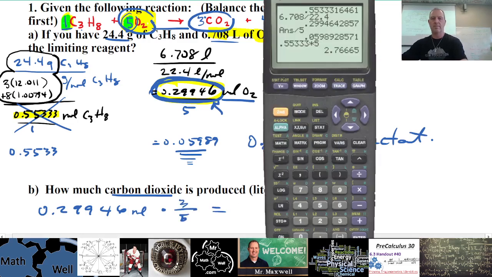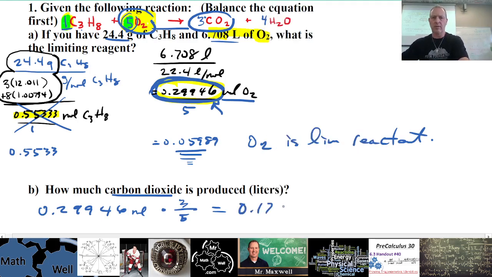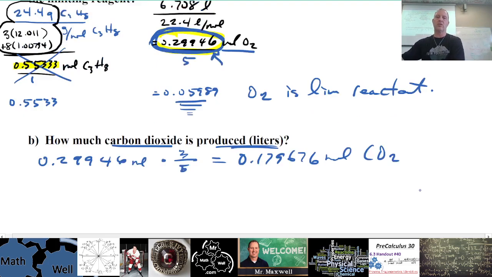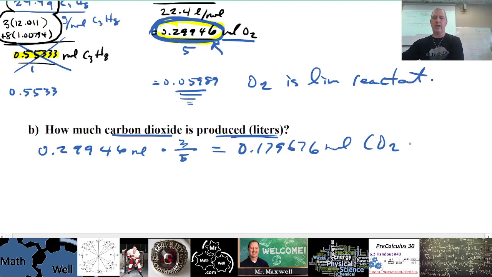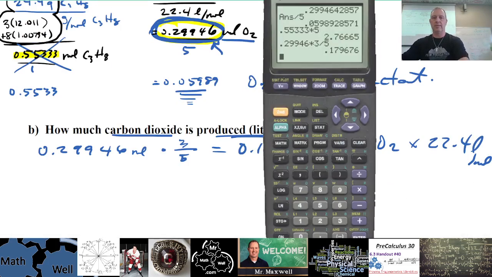So when I do that, let's go back to this number, 0.29946 times 3 divided by 5. So 3/5 of that, you see, 3/5 of this is 0.179676. And that's going to be moles of CO2. It's not what I'm asked for. I'm asked for liters of CO2, so that's no problem. I take this number and I multiply by 22.4 liters per mole. So let's do that. Times 22.4 liters for every mole.